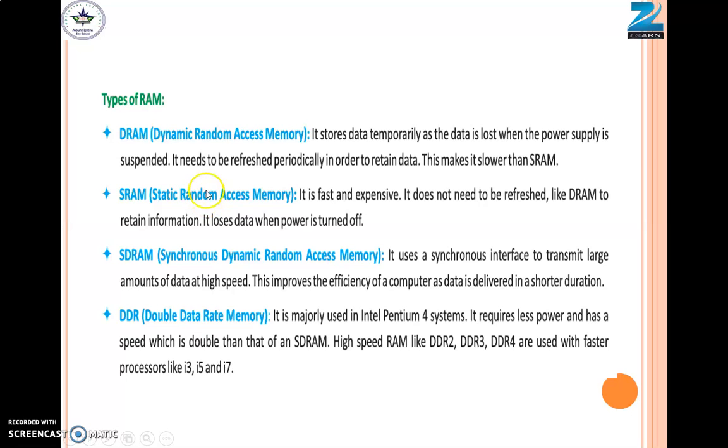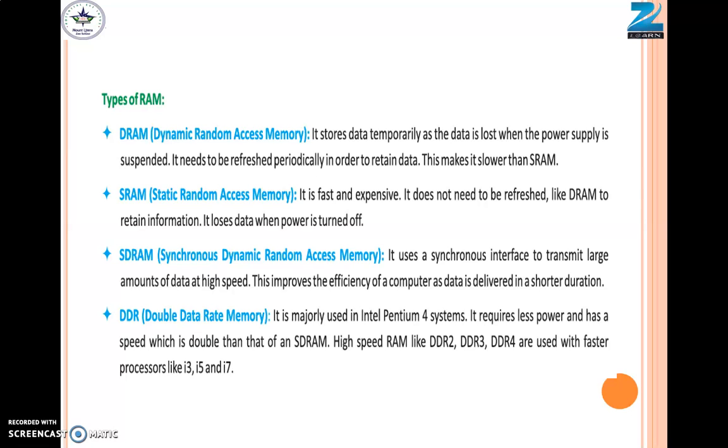Types of RAM. Basically, there are two classifications of RAM, dynamic RAM and static RAM. But further, more classifications are there. Just go through it. First, DRAM, dynamic random access memory. It stores data temporarily as the data is lost when the power supply is suspended. It needs to be refreshed periodically in order to retain data. This makes it slower than SRAM.